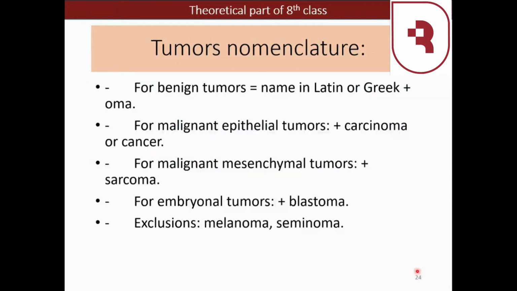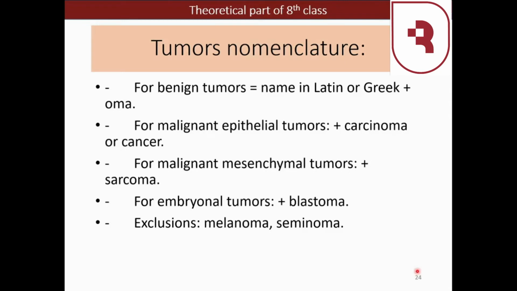So now we should discuss how we should give names to tumors. The rule is easier. For benign tumors, we just take a Latin or Greek name of the tissue and add the suffix "oma". For example, a benign tumor from bones will be osteoma. Osteo is the Latin name of bone tissue, and we just add oma, and it shows us that this tumor is benign.